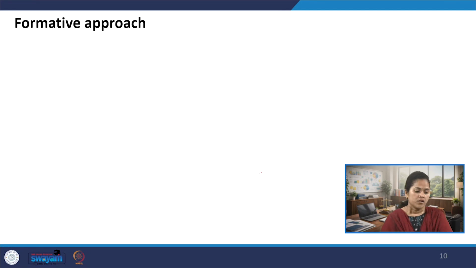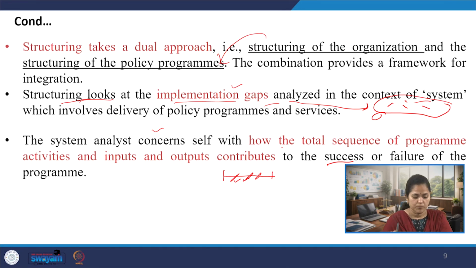Before understanding the other approach, like the formative approach, we can also think about the applicability of this system approach. Why do we need to think about the system approach in a policy or program context? In real life, policies are very interrelated. We cannot think that policy X is standing alone. There is no such thing, because policy X is interrelated with other societal and policy contexts.